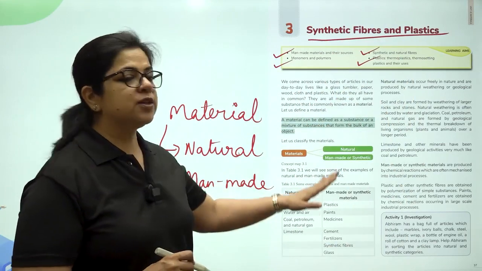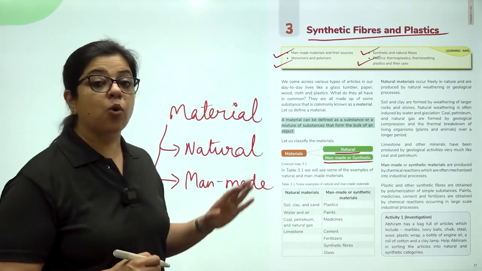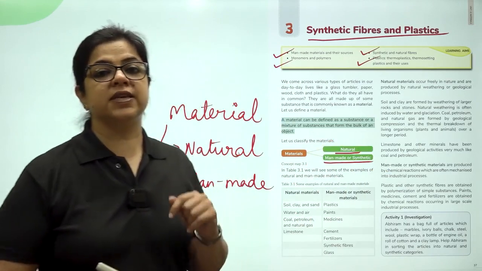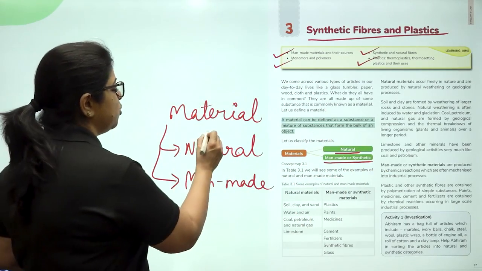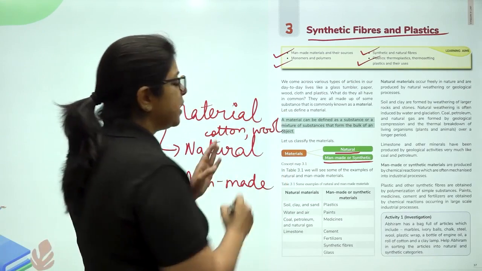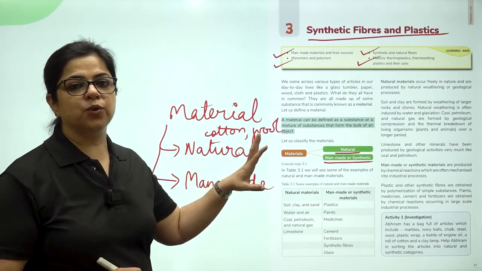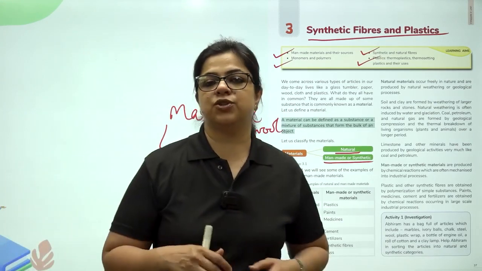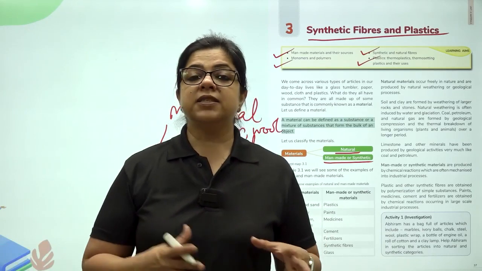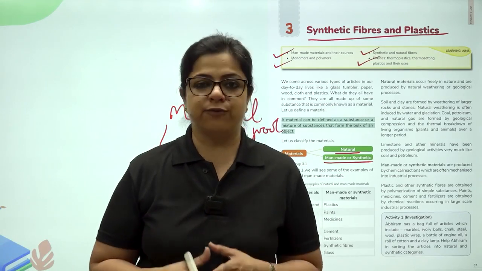So now, having understood the type of materials, natural and man-made or synthetic, let us recall the natural fibers that we have studied in junior classes. So we know of cotton, we know of wool. These are all natural fibers. Now, in case of cotton and wool, they have different limitations. For example, they need a lot of wash care. They are subject to insects. That is the reason they need to be stored very carefully.